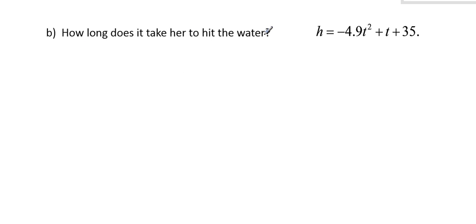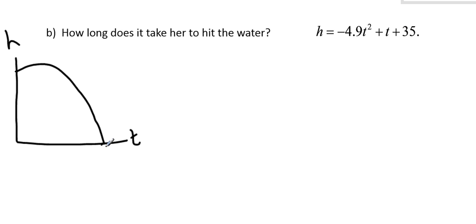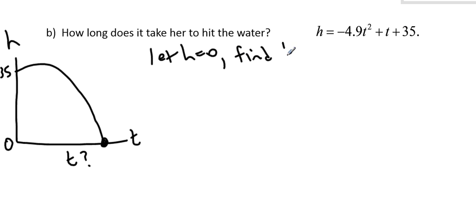How long does it take her to hit the water? So again, here's the scenario, time and height, and something like this has happened. So how long does it take her to hit the water means I want to find time when height equals, well, again, she starts at 35 and she jumps to the water, and the water is considered to be a height of 0. So we're going to let the height equal 0, and we're going to find t, which is another way of saying, let's find the roots of this particular parabola, and one of them should represent the time it takes to hit the water.